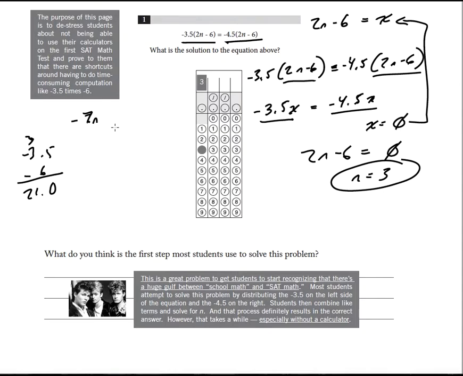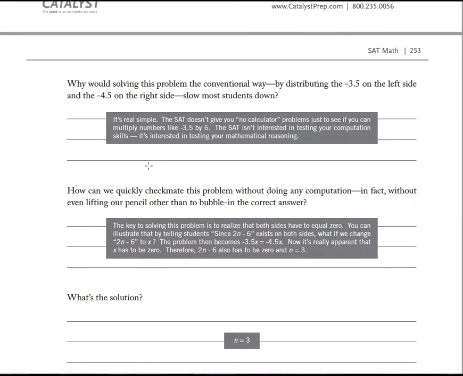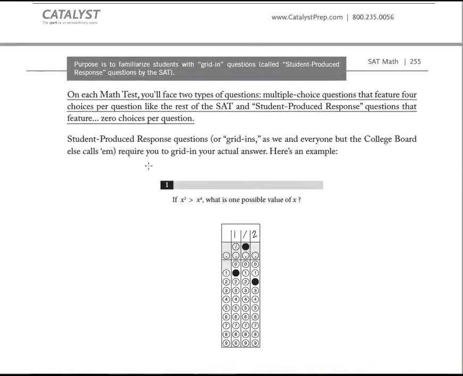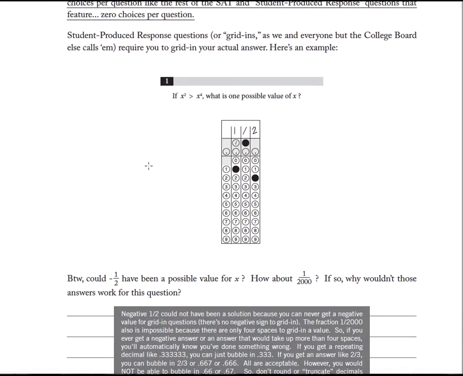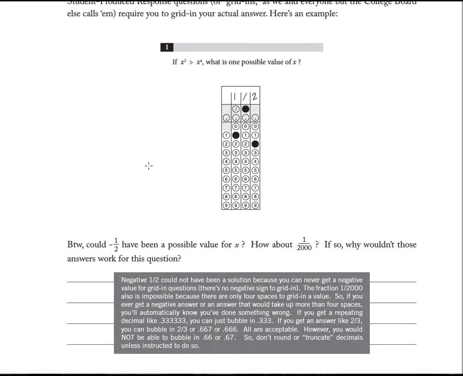All right, so you just saw how that worked in a classroom of students. So again, this page really serves to talk about how to tackle non-calculator problems. And this page also serves as a springboard to talk about what are known as grid-in problems. Obviously here we don't have A, B, C, D, we don't have multiple choice answers, right? So you're going to use that as a springboard to get to page 255 and say, you might have noticed on that last problem that you didn't have any answer choices, that you had to fill in your own answer.